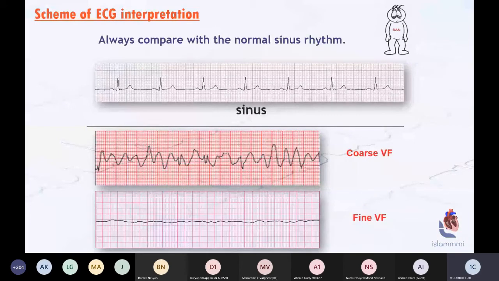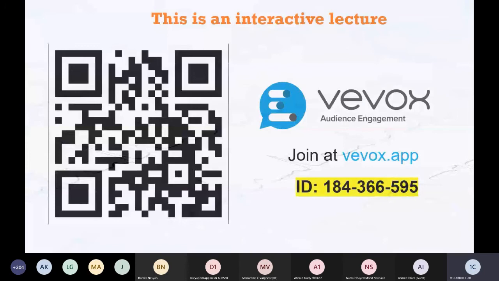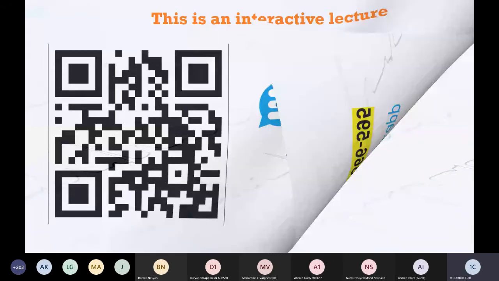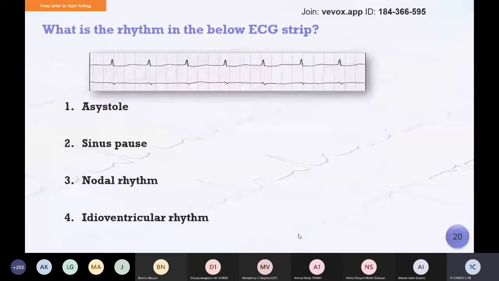So now your time is coming. This is a quiz for P wave, a quest for P wave. Again, we will go to the same website. Those who joined us lately, please go to vvox.app and enter this number, or you can scan this code using your smartphone, and it will direct you directly to the poll, and we will start it in a while.